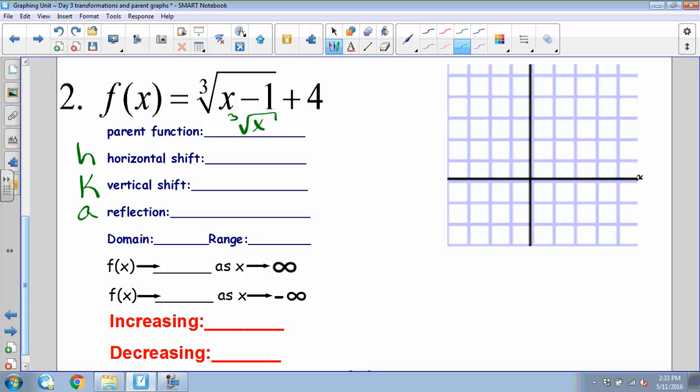So the horizontal shift, h equals +1. That means it's shifted to the right 1 unit. K is 4, so that means it's shifted up 4. And there is no reflection if a is positive.